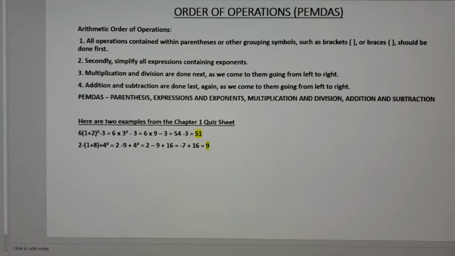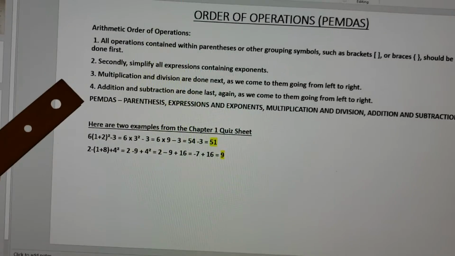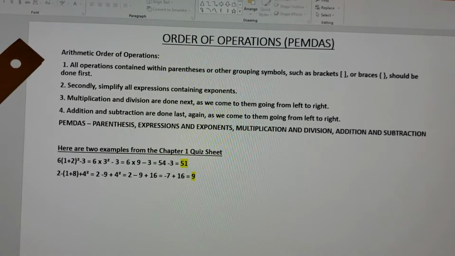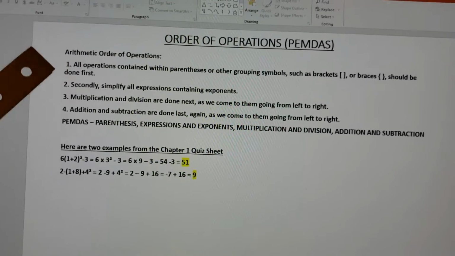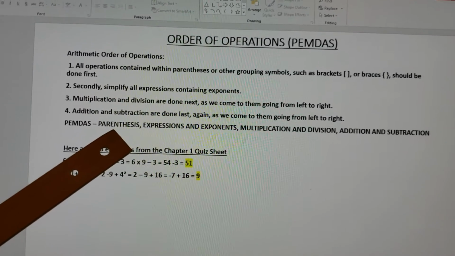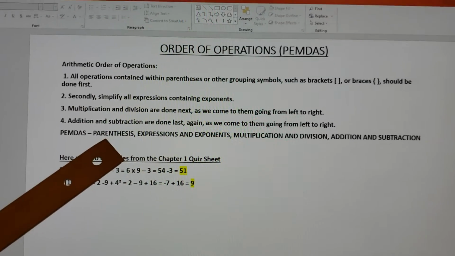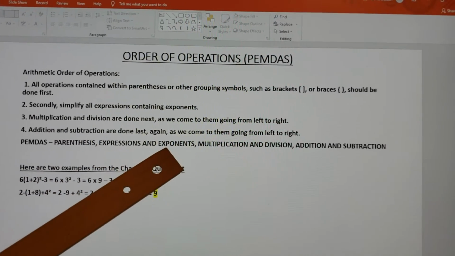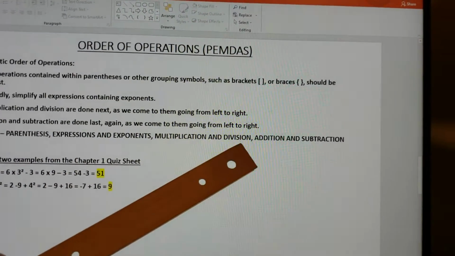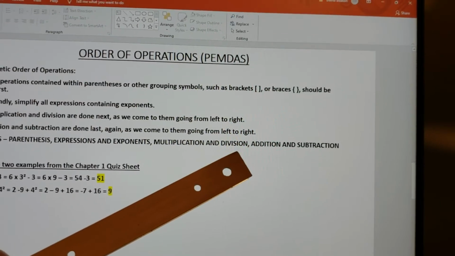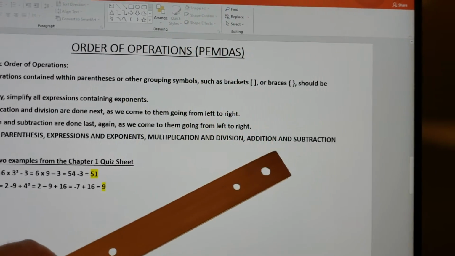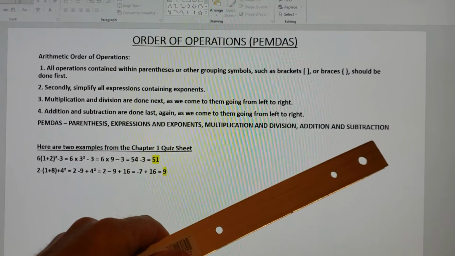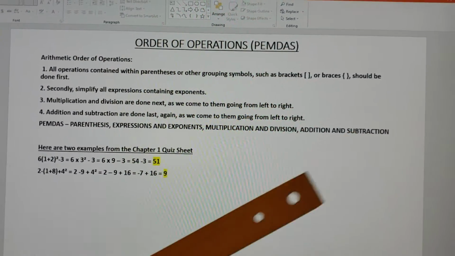Order of operations, you want to remember PEMDAS. Everything in parentheses needs to be done first. Expressions and exponents second. Multiplication and division from left to right third. And addition and subtraction from left to right last.